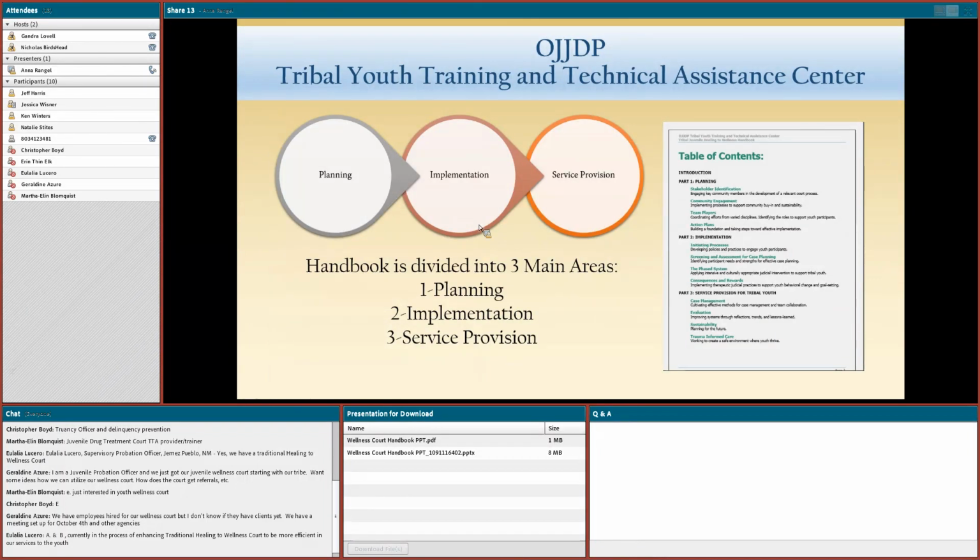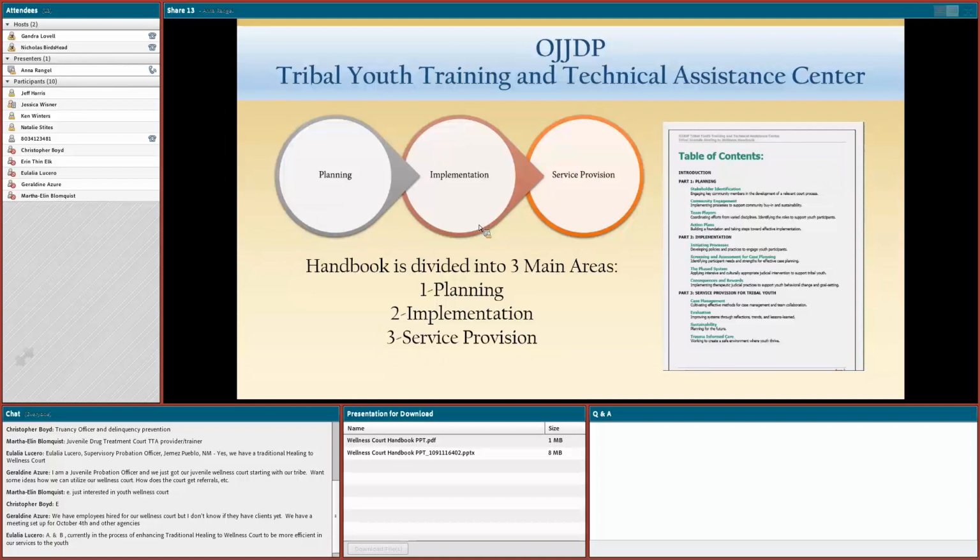So the handbook itself is divided into 3 main areas. We start off with planning, the second area is implementation, and the third area is service provision. Our center actively works with tribal programs that are implementing strategic planning processes, and so it felt natural for us to follow a strategic planning method to start a juvenile healing to wellness court.